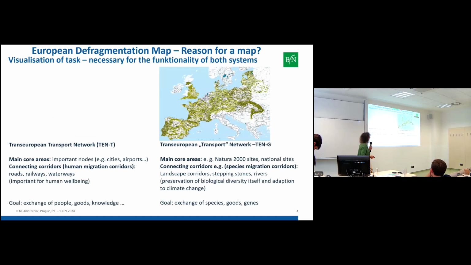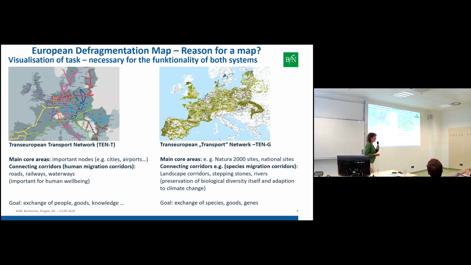And we all our fragmentation. So what we have done is we have visualized the functionality of both systems. Here you see the transport network from the green part, that is a 10G, and we have there the main core areas, Natura 2000 sites, national sites, connected corridors, species migration corridors, landscape corridors, stepping stones, rivers, and the goal for that behind is to exchange of species.